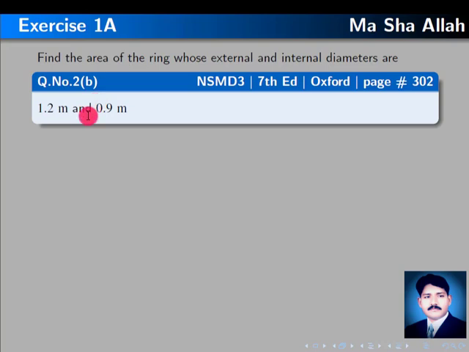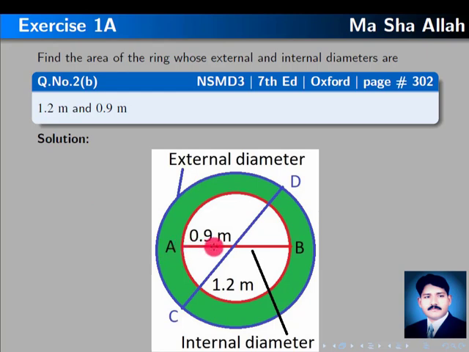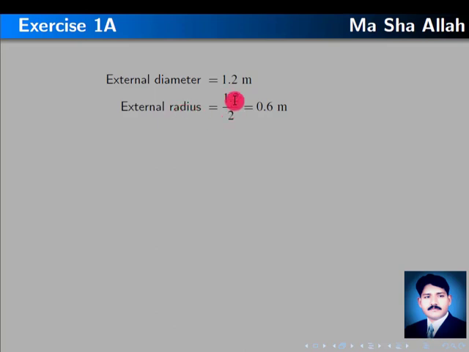Now we solve the question number 2b, 1.2 meter and 0.9 meters. 0.9 meter is the diameter of the internal circle, while the 1.2 meter is the diameter from C to D, which is the diameter of the external circle. As we have solved the question number 2a part, similarly we solve the question number 2b part. Here we will find the area of the external circle. Then we subtract the area of the internal circle, and finally we find the area of the green part, which is the ring. External diameter 1.2 meter, external radius half of the diameter, which is equal to 0.6 meter.